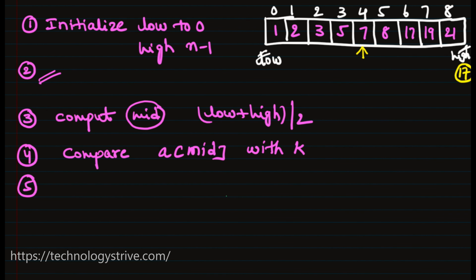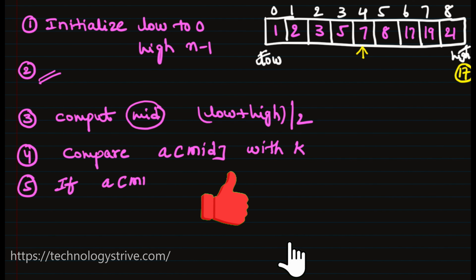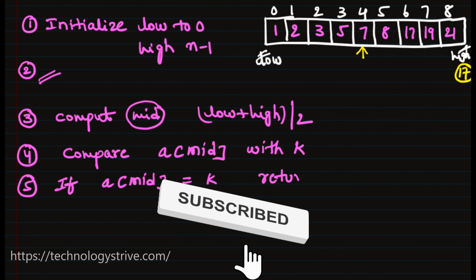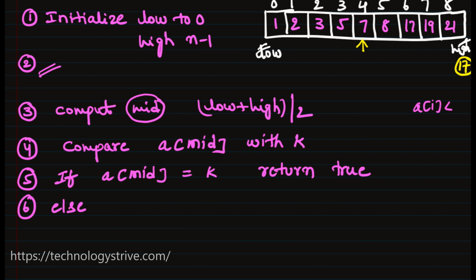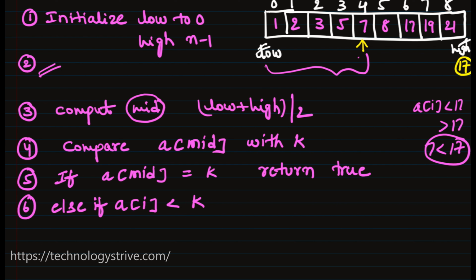If it is equal, the first case is if it is equal. If A[mid] equals k, then we have to return true. Else there are two possibilities, right? One possibility is A[mid] less than 17 or A[mid] greater than 17. So in this case, A[mid] less than 17, right? Else if A[mid] is less than k, so 7 less than 17, we know that our target element should not be part of this first half, right? Means our low should point from mid plus one element and high is as it is, because we are going to ignore the first half of the search space. So if A[mid] is less than k, low equals mid plus 1.